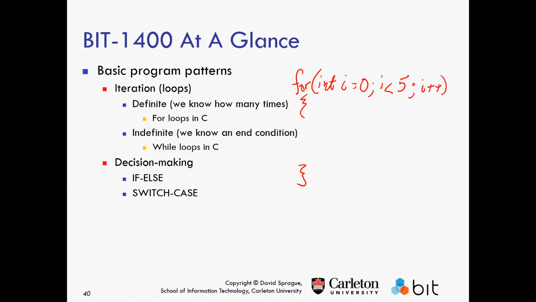Well, we have iteration, so we have different kinds of loops. One of them would be a definite loop, defined a certain number of times. A for loop would be a classic example of this. It is going to do exactly 5 iterations. Why? Because it goes from 0 to strictly less than 5, not less than or equal to. So it goes 0, 1, 2, 3, 4.